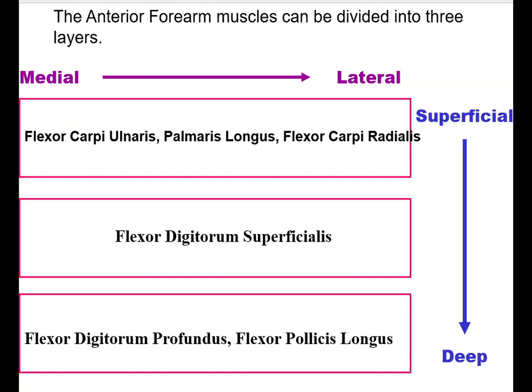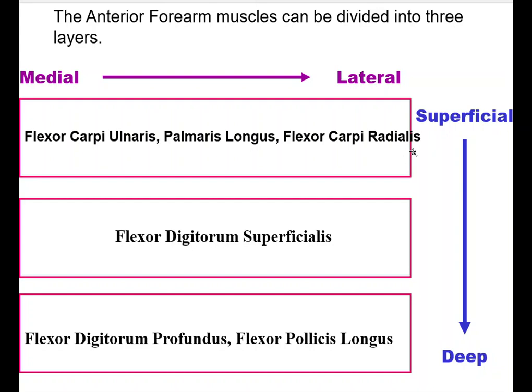All right, so there are many muscles anterior on the forearm, and since they're anterior, they are wrist flexors. So all of these muscles, but we're going to organize them from medial to lateral. So medial being ulnar side to the radial side, and then superficial to deep. So the most superficial we saw in the previous motion videos: flexor carpi ulnaris, palmaris longus, flexor carpi radialis.